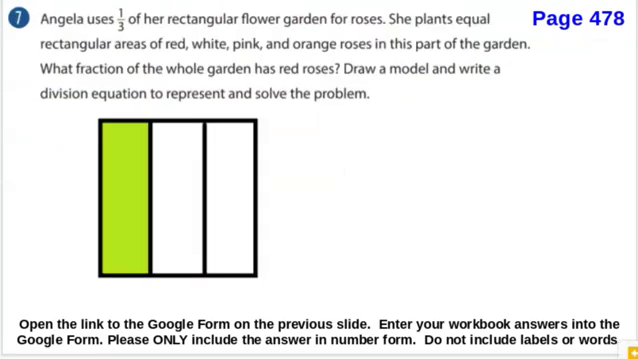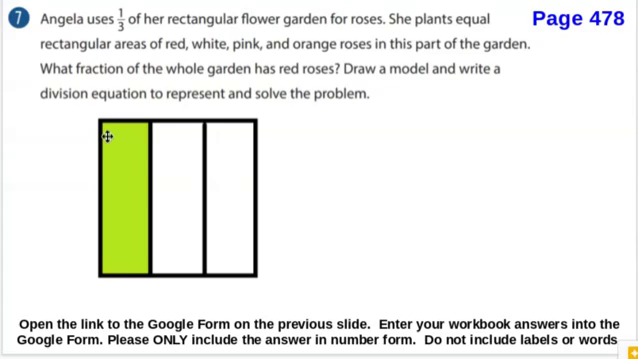We're still on page 478. It says Angela uses 1/3 of her rectangular flower garden for roses. She plants equal rectangular areas of red, white, pink, and orange roses in this part of the garden. What fraction of the whole garden has red roses? So it says draw a model and write a division equation to represent and solve this problem.